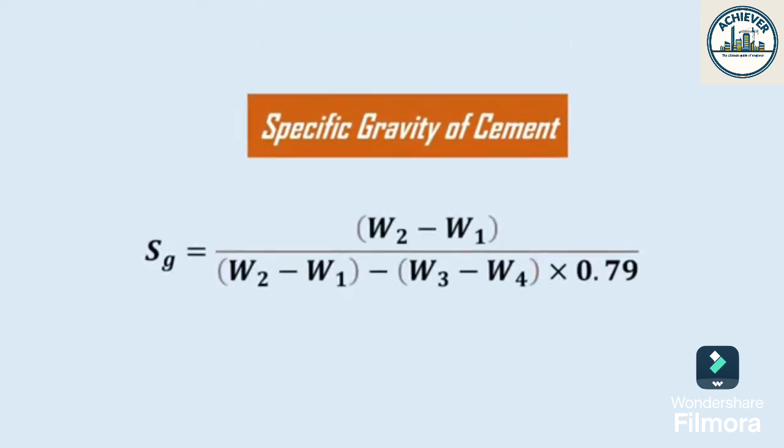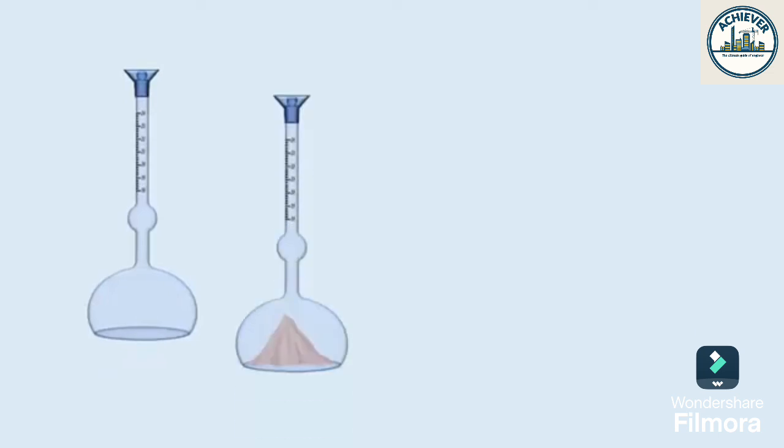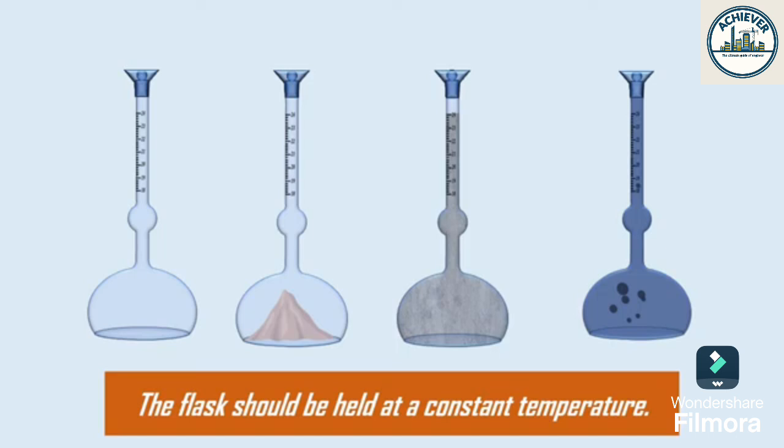Thus, the specific gravity of cement Sg is determined by the formula Sg = (W2 - W1) / ((W2 - W1) - (W3 - W4)) x 0.79. Here, the value 0.79 gram per cubic centimeter denotes the specific gravity of kerosene. To get an accurate result, the flask should be held at a constant temperature before each reading is taken.